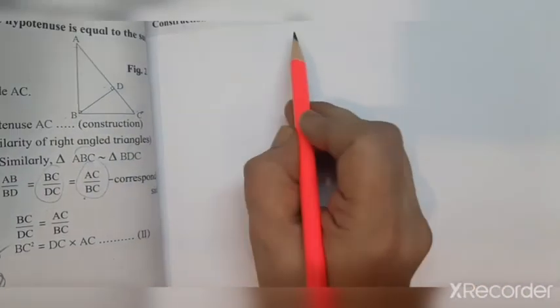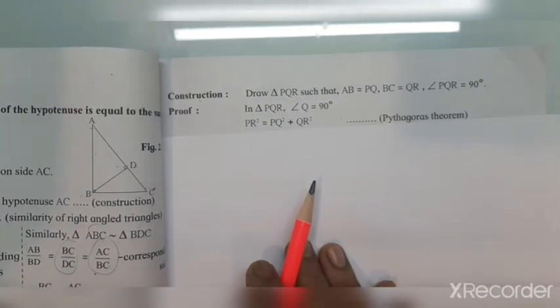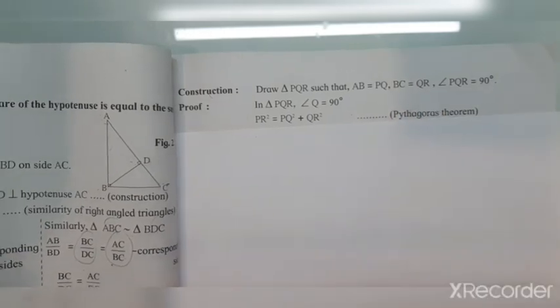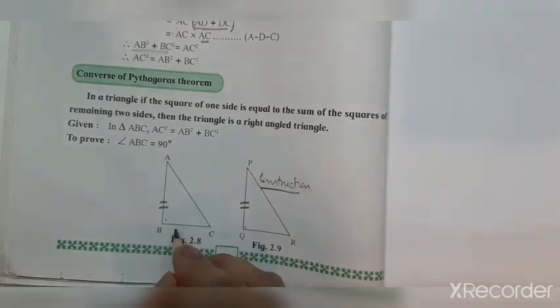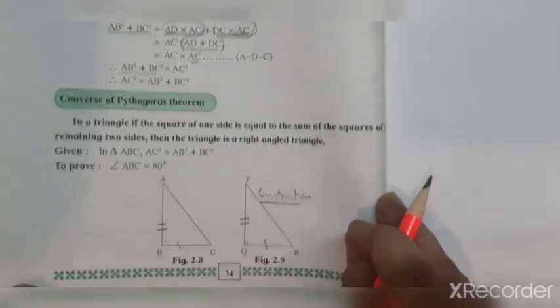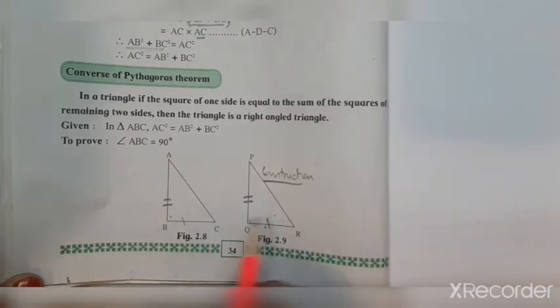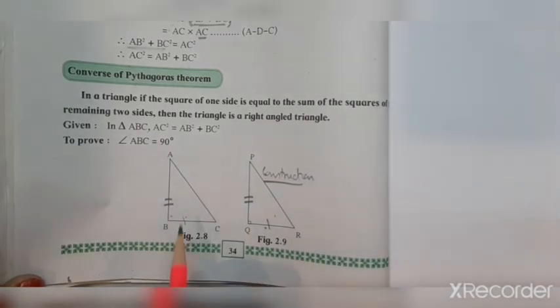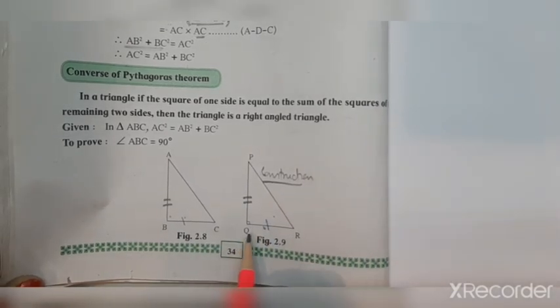Now the theorem says that we have to do this construction of taking a triangle which is a right angle triangle, okay, such that AB is equal to PQ and BC is equal to QR. So the construction is such that AB is equal to PQ and BC is equal to QR. These two sides are equal. Okay. Now, if this is a right angle triangle which we have taken, we can use Pythagoras here. Correct? We cannot use Pythagoras in triangle ABC because it is not a right angle triangle. But yes, we can use Pythagoras in PQR because it is a right angle triangle.